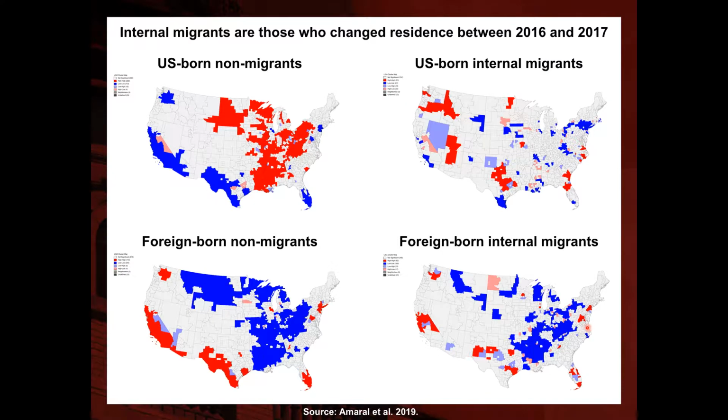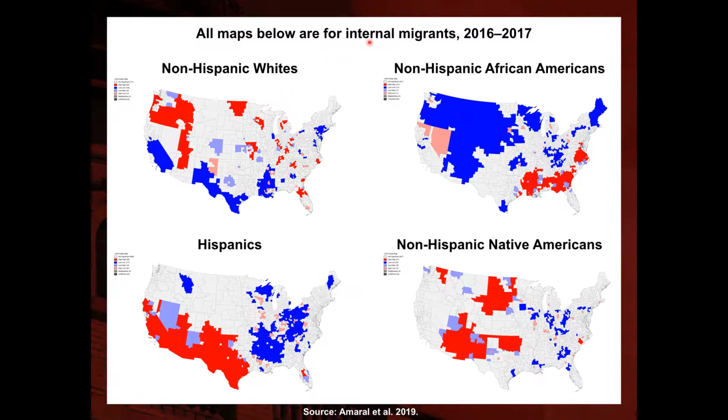In these next maps here, we are just talking about internal migrants. We took out all non-internal migrants. All maps here are for internal migrants, and we break them down by these specific race and ethnicity groups. So we have non-Hispanic whites, non-Hispanic African Americans, Hispanics, and non-Hispanic Native Americans.